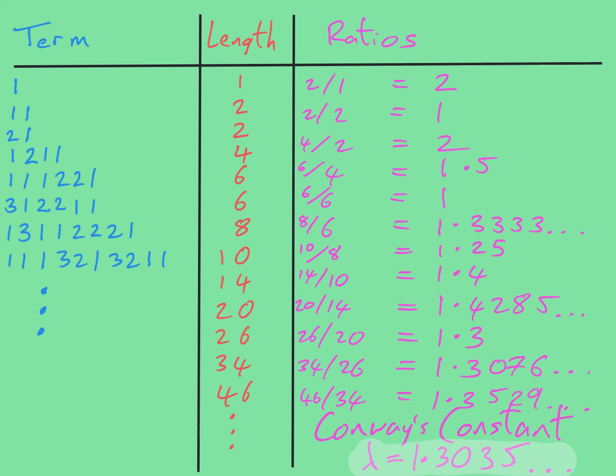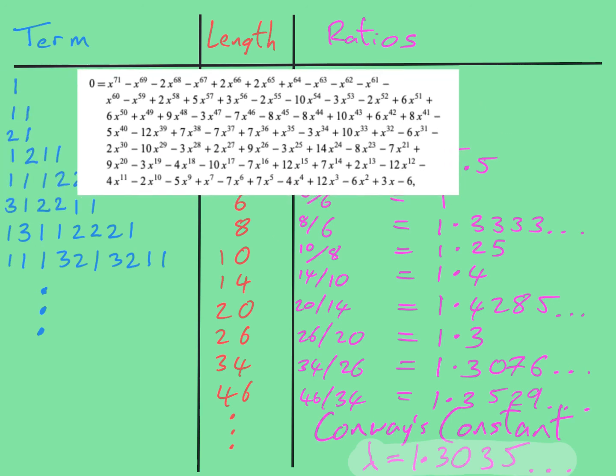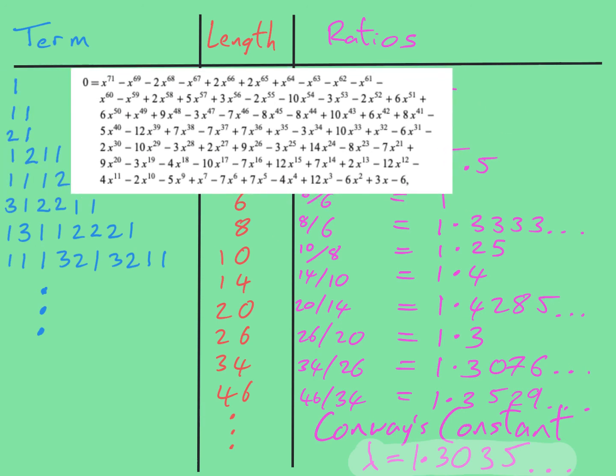So what that means is that each progressive term in the sequence is increasing in length by about 30%, just over 30%. So that's quite amazing in itself, but also of interest is that that constant is a solution to a polynomial of order 71. So this is the polynomial.